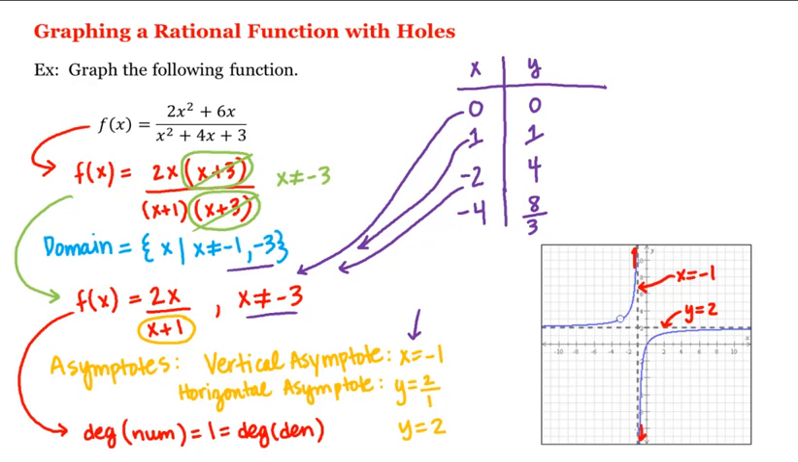And here are our points. 0, 0 is here. It's on the graph. 1, 1 is here. -2, 4 is here. -4, 8/3 is here. And notice there is a hole in the graph at x equal to -3. Because x equal to -3 is not in the domain of this function.